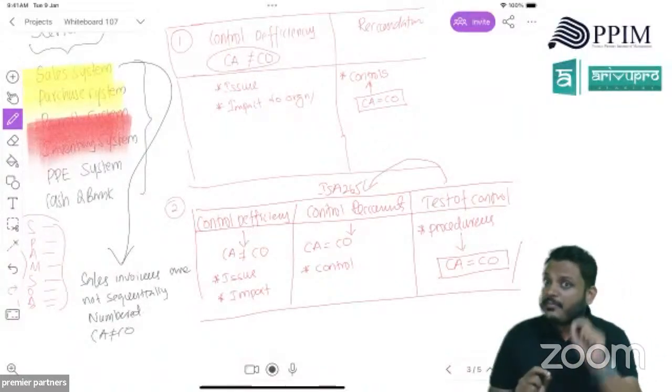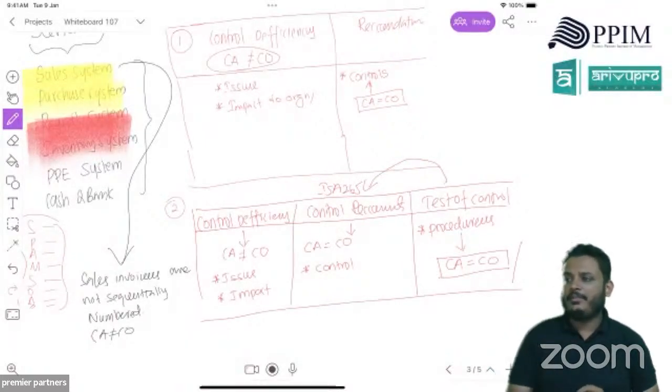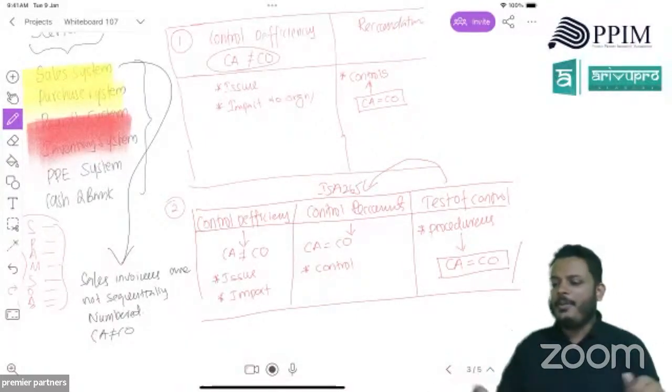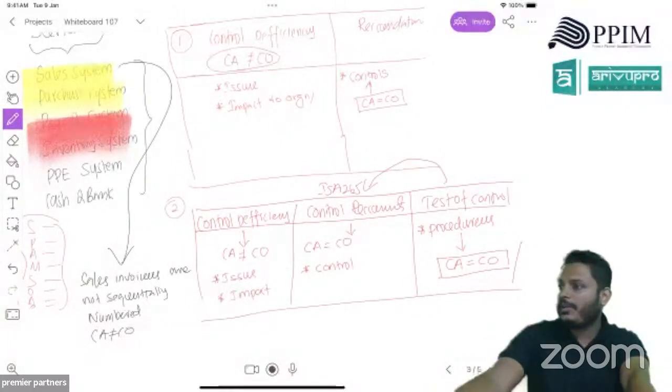Periodically, we need to perform a sequence check, right?